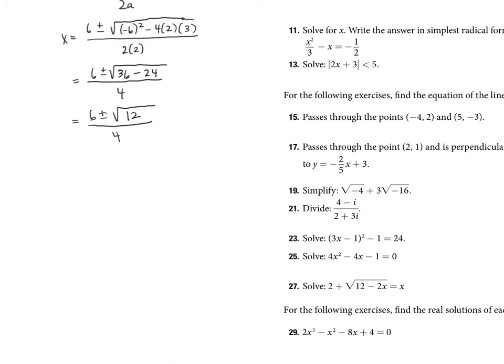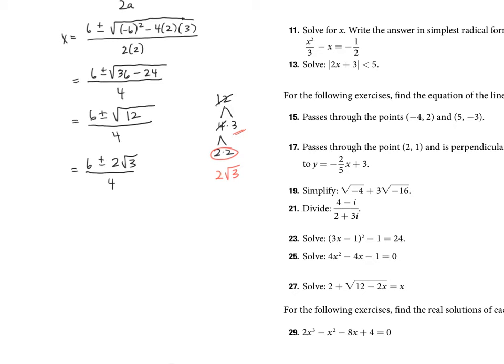I can reduce my radical. If I try to reduce the 12, 12 breaks down into 4 times 3. 4 is 2 times 2. Now you can see that you have a pair of 2's and 1 3 left over. So the 2 comes out of the radical and the 3 stays under. So now we're going to have 6 plus or minus 2 square root of 3 over 4.